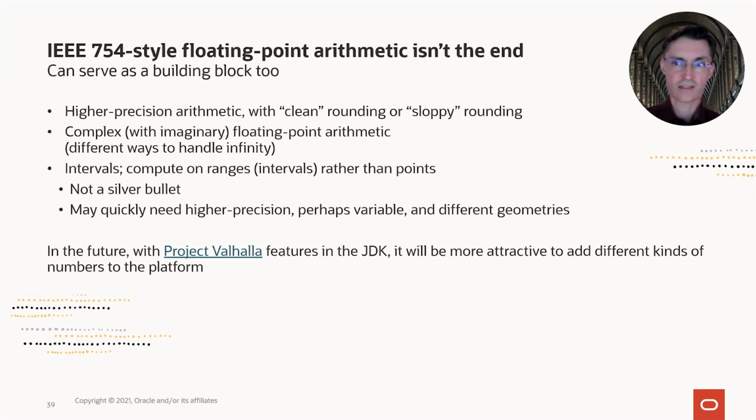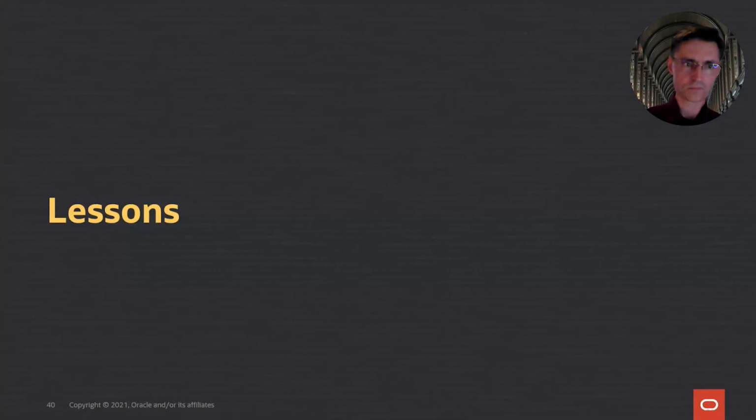You could build complex and imaginary numbers in various ways. You could work on intervals. Instead of dealing with points, you deal with ranges of numbers and put those together. So in the future, after Project Valhalla features in the JDK, it'll be more attractive to explore adding different kinds of numbers to the Java platform, since they'll have faster support at that point.